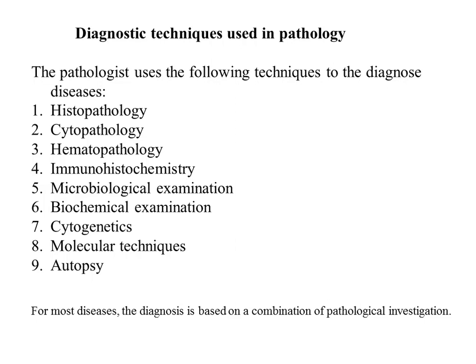We start from cytodiagnosis, then histological examination. After that, we may add a lot of different techniques, like immunohistochemistry, for example. Immunohistochemistry is based on the immune properties of the cell and tissue.